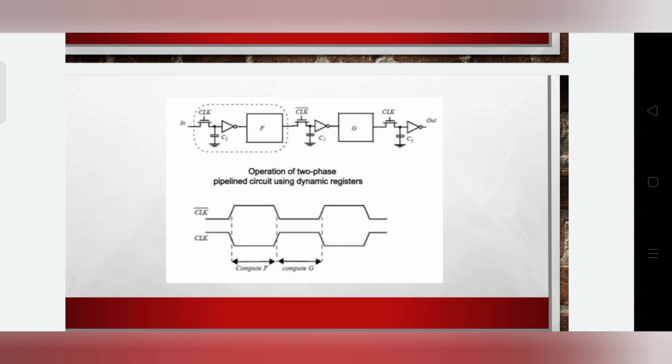When overlap exists between clock and clock bar, the next input is already being applied to F and its effect might propagate to C2 before clock inverse goes low.